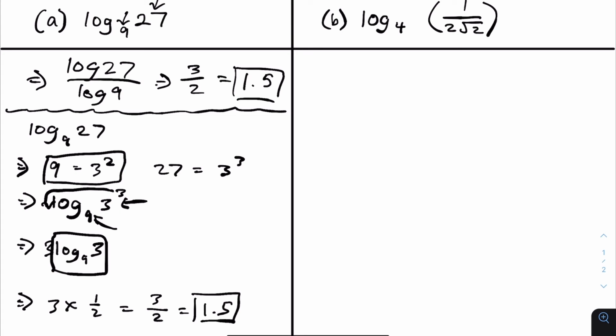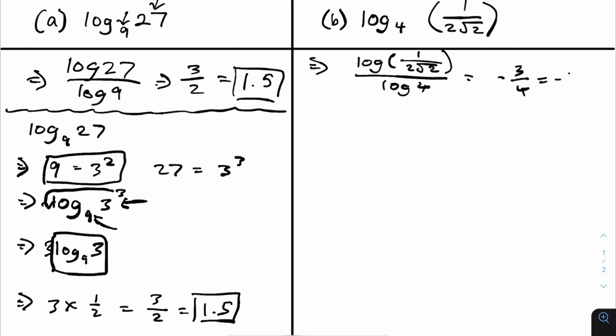Now let's look at this next problem. Let's do it both ways again. Of course we can do it the first way, which just gives us log of 1 over 2 root 2, over log 4. Let's do it on the calculator: log of 1 over 2 root 2, over log 4. That gives us negative 3 over 4, which is equal to negative 0.75.